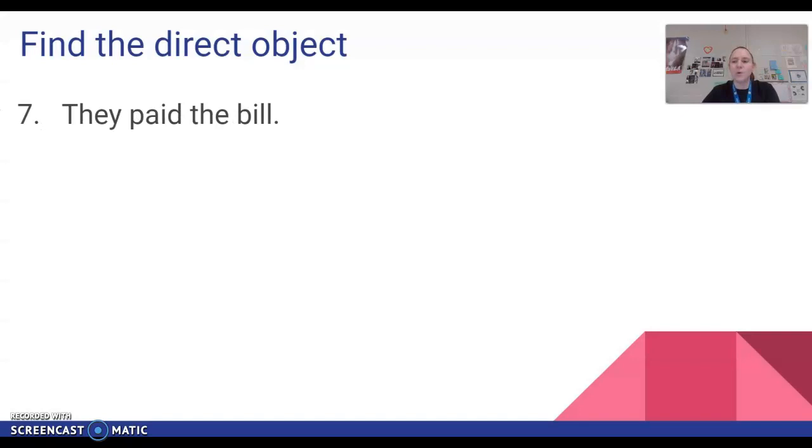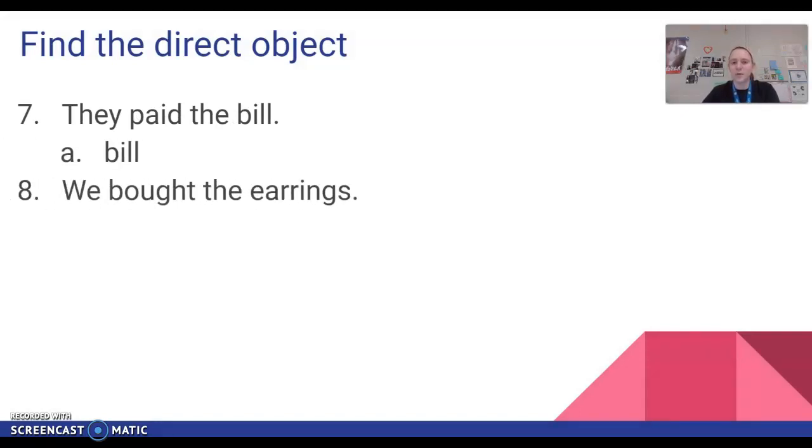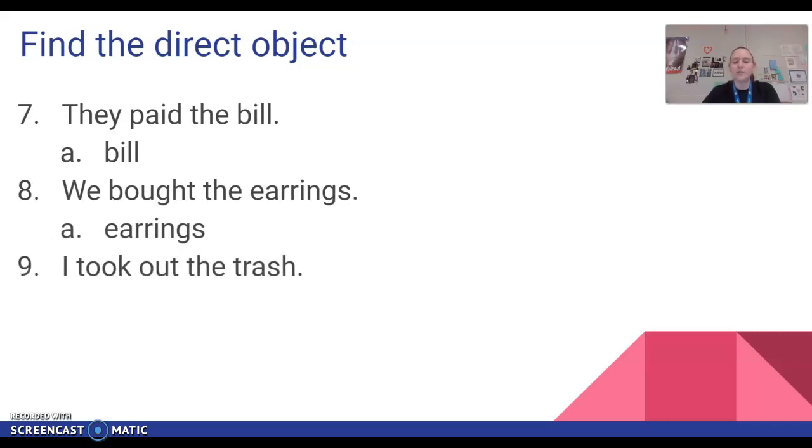A couple more. They paid the bill. Who or what did they pay? Bill. We bought the earrings. Who or what did we buy? Earrings. I took out the trash. Who or what did I take out? Trash. Look at me. Who or what are you looking at? Me.